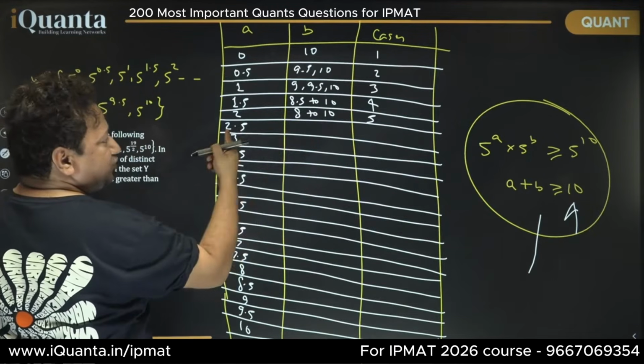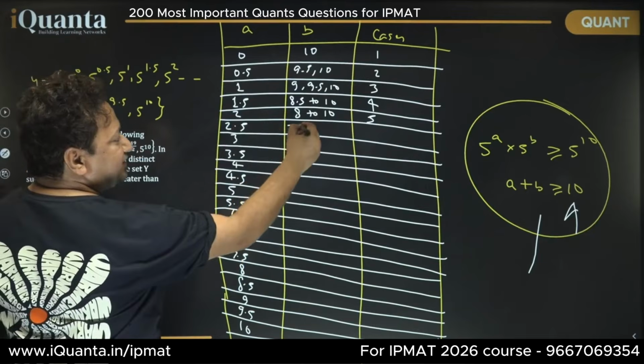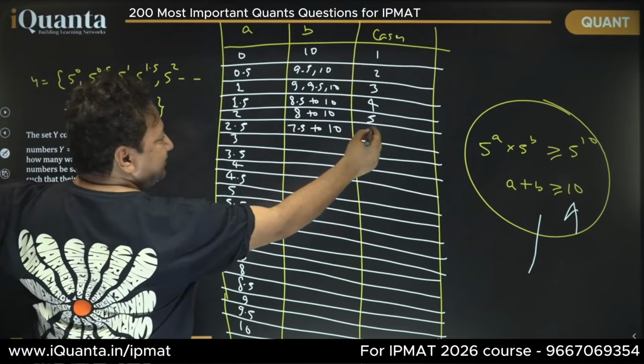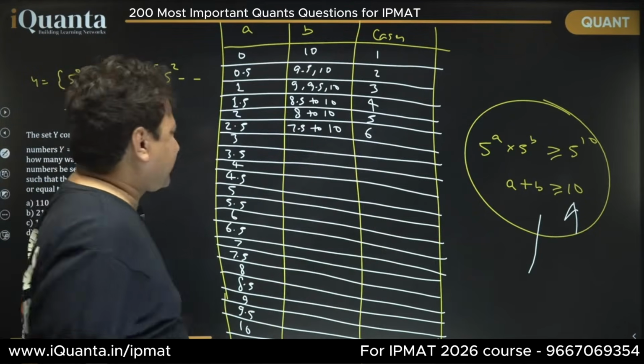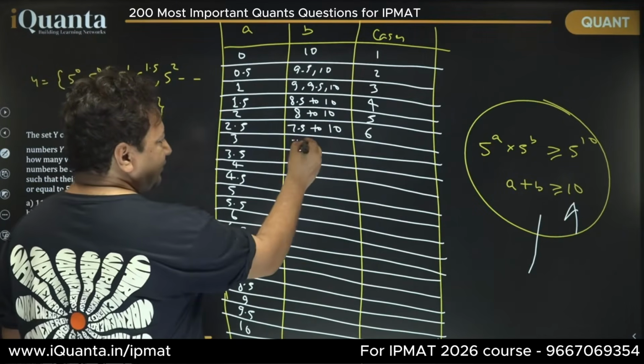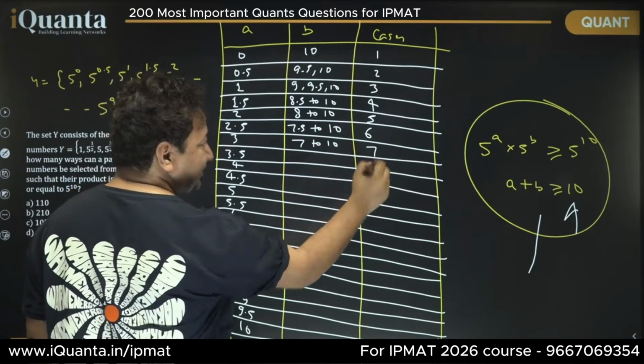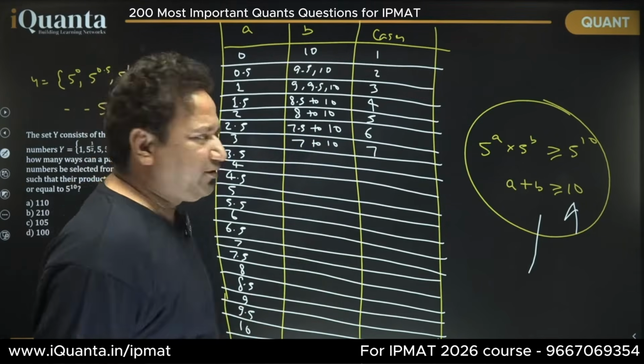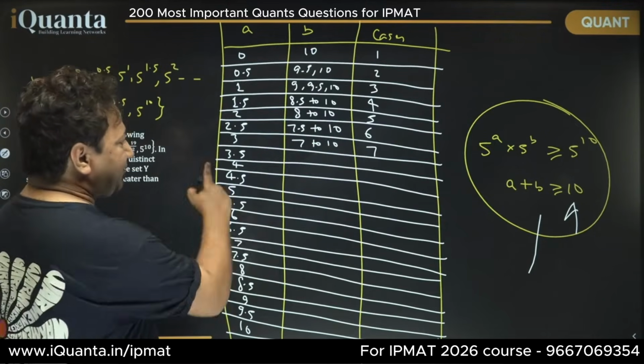If it is 2.5, so 2.5 plus 7.5 is 10. 7.5 to 10 will be 6 such values. Okay. Now, 3. 7 to 10, we'll have 7 such values at a gap of 0.5. Okay, I hope you don't forget that.